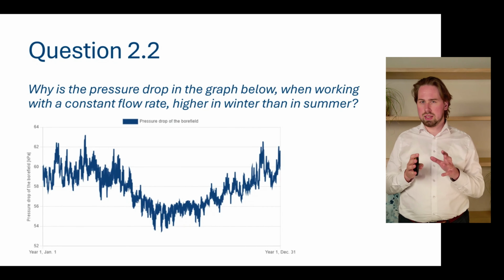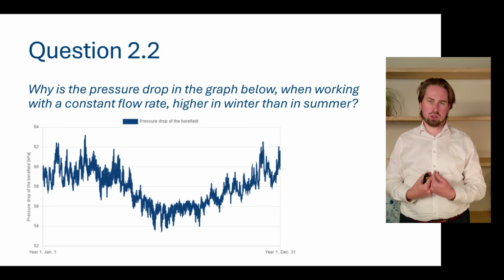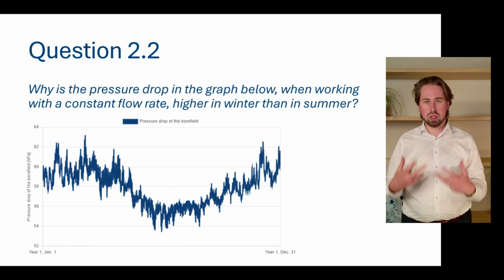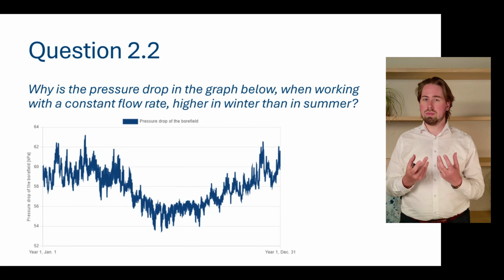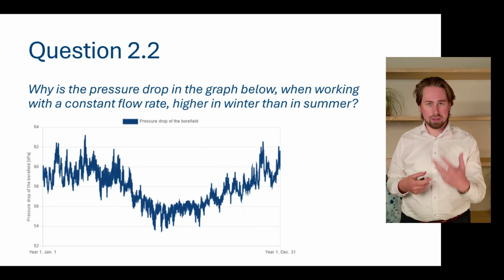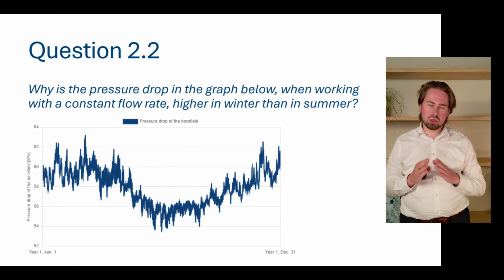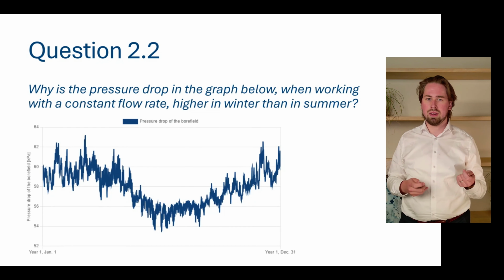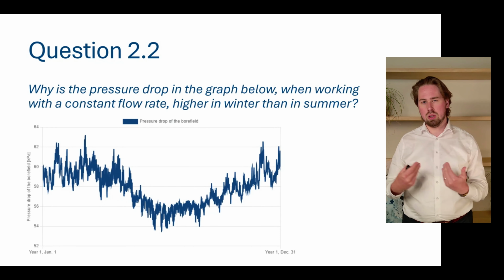And what we see here is that in summer, we have a lower pressure drop. This again is because in summer, we're cooling with the geothermal system, so our fluid temperatures are higher. Higher fluid temperatures mean lower viscosity, a higher Reynolds number, and hence we are more to the right in this Moody diagram, meaning our friction factor is lower. So in summer, we have a lower friction factor, giving us a lower pressure drop.